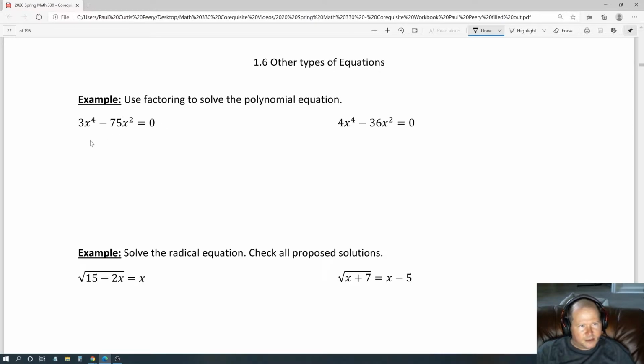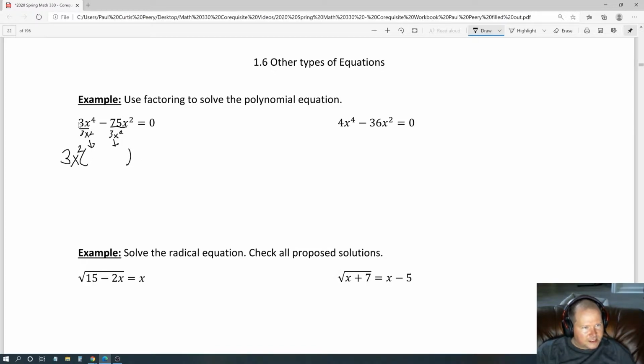Next step, factor it. So the question is, what can we factor out of a 3 and a 75? And the answer is, well, we can factor out a 3. What can we factor out of an x to the fourth and an x to the second? We can factor out x to the second. Then we divide all these by 3x squared, and we put the results inside these parentheses.